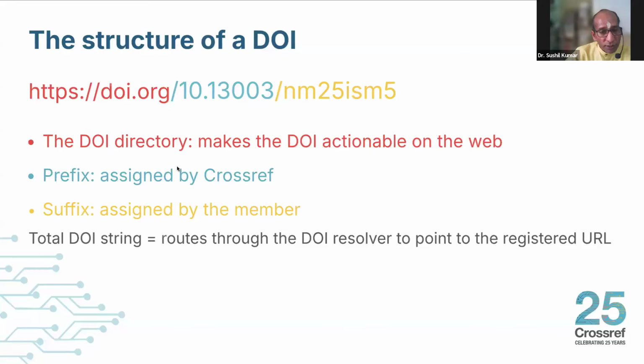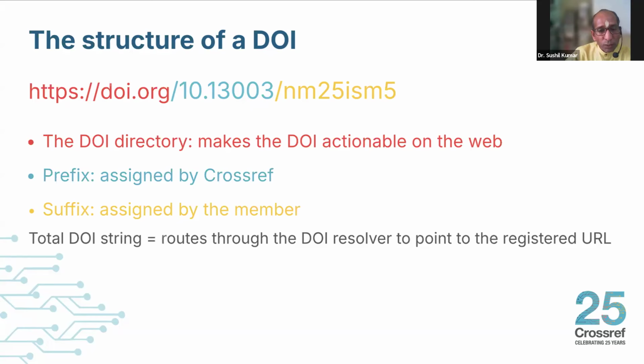The blue is the prefix, which is assigned to each member when they join Crossref. The yellow is the suffix, which is the part of the DOI assigned by the publisher and is unique to each content item. And most of the time, what publishers do is just provide the initial name of the journal, volume, issue number, and page number in this way.